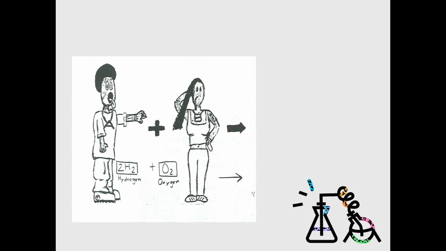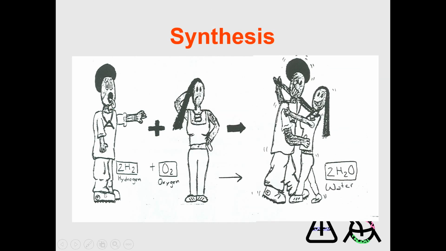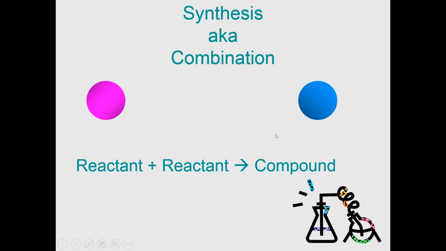Here's a funny little cartoon to give you an analogy to a synthesis reaction. Just imagine 2 singles synthesizing a relationship. This is like your 2 single reactants forming one product. Here's a little animation to show you 2 substances, 2 reactants. They can be elements, they can be compounds, they can be a mix of either one, but in the end, they form one compound or one product.